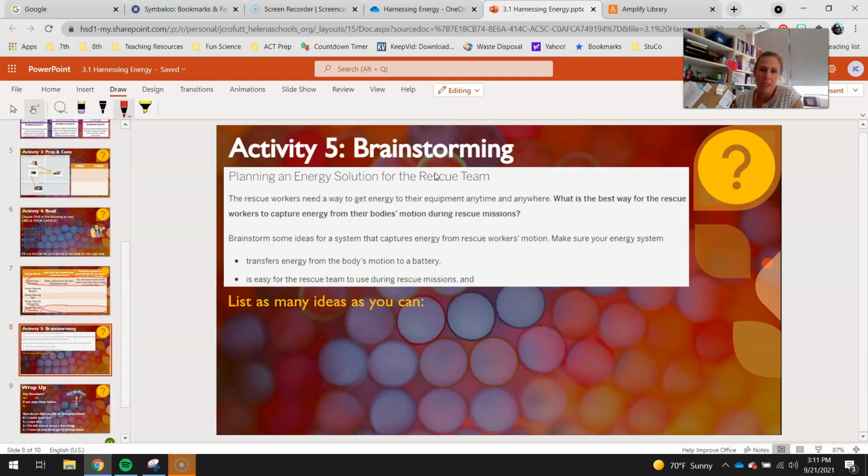So brainstorm some ideas for a system that captures energy from rescue workers' motion. Make sure your energy system transfers energy from the body's motion to a battery and is easy for the rescue team to use during rescue missions so it doesn't tie up their hands, okay? Rescue workers shouldn't have to choose between cranking a generator or stopping someone's bleeding, okay? So list as many ideas as you can. You at least need to come up with 5, okay?